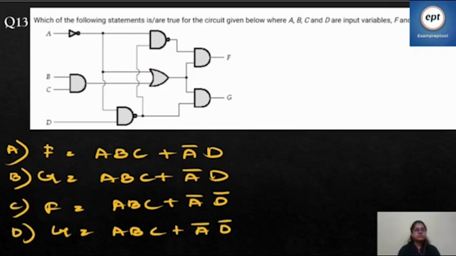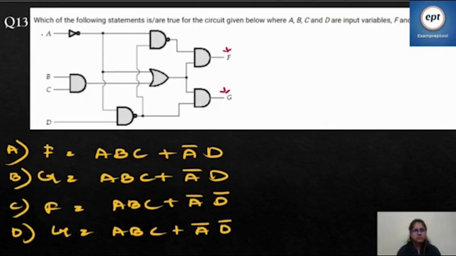Now let's see what the question says. The question is: which of the following statements are true for the circuit given, with A, B, C, D as input variables, and what are the following outputs for F and G? So you have to calculate the output for F and G.